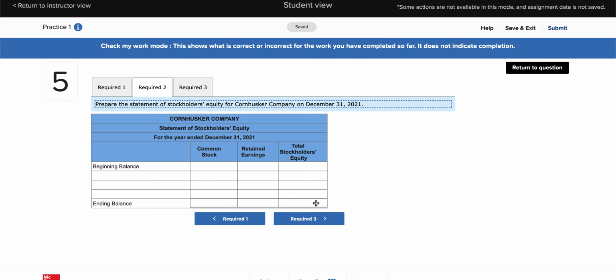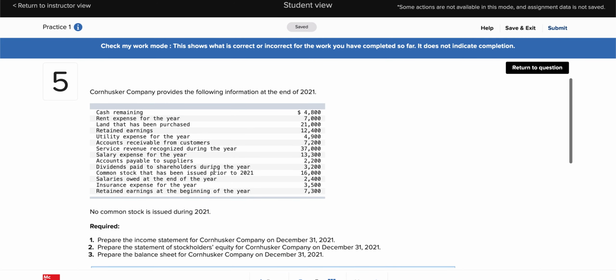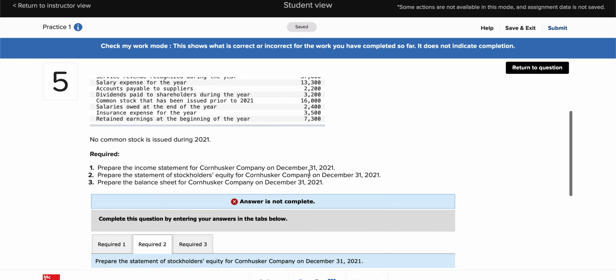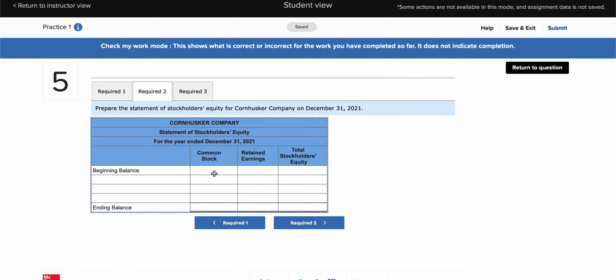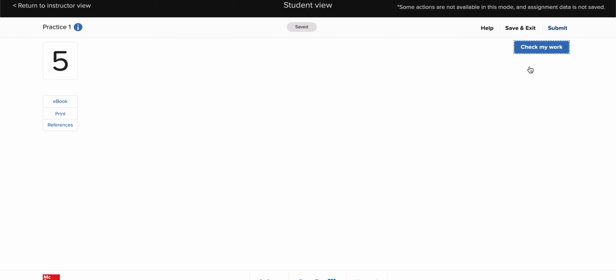And that is the statement of stockholders' equity. So the beginning balance for my statement of stockholders' equity, I'm going back to the top here, and I see my common stock issued prior to this year was $16,000. So that is my beginning balance. I wanted to highlight that word there. Oh, I need to return to the question. I'm still in that check mode from when we checked our work from the previous question there.